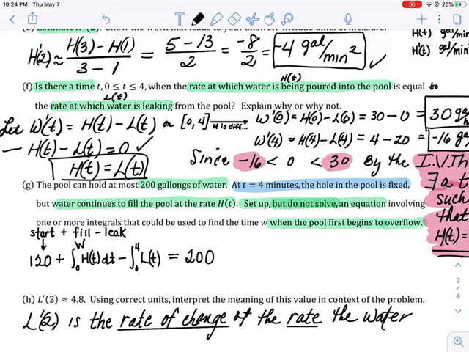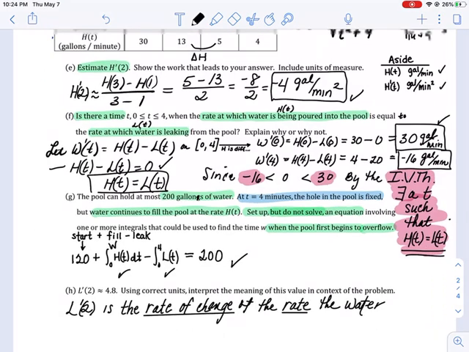So now it says the pool can hold at most 200 gallons of water. Sorry about that misspelling. At t equal 4 minutes, the hole in the pool is fixed. And that's represented by this amount that's leaking out. Set up, but do not solve, an equation involving one or more integrals. So you really could see that with this one leaking integral, we could probably put the 50 in there, and we would only have just the one integral here for the amount of water that's filling the pool. And then you have the number 120. So that's it, folks. That would be your equation that answers the question.